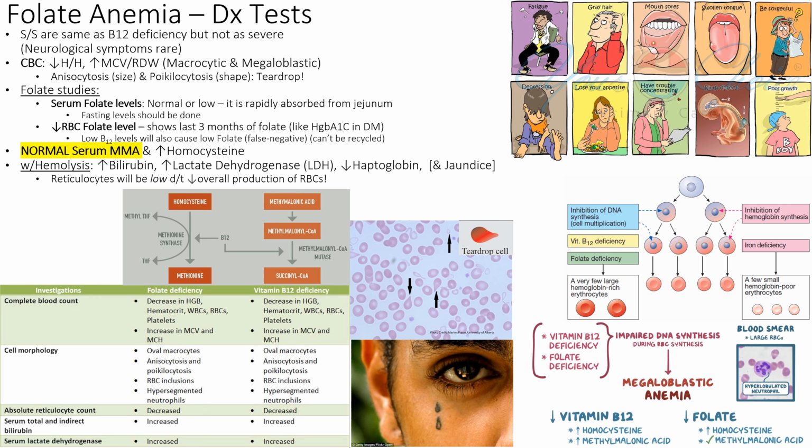Okay, so the tests are the same, except we have a normal serum MMA. The hemoglobin and hematocrit are going to be low. The mean corpuscular volume is going to be increased because we can't make DNA and RNA, so the process stops or slows down. We can't divide as much as we want, so we're going to be fatter. If we divided a lot, we would be normal sized. But if we can't divide much, we have a macrocytic anemia.